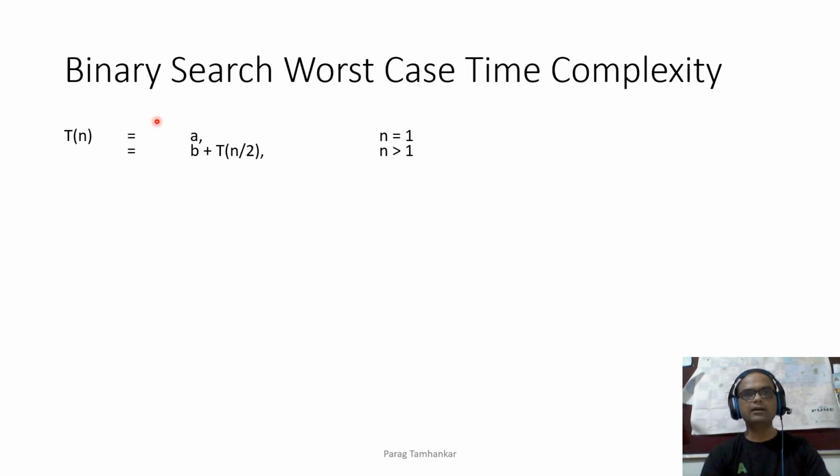So this is my recurrence relation. If n is 1, then there is no need to divide. That element itself is low, that element itself is high, that element itself is mid. We simply check whether the element is there or not there. So this will require some constant amount of time. So that is a, a constant amount. If n is only 1, there is no need to divide.